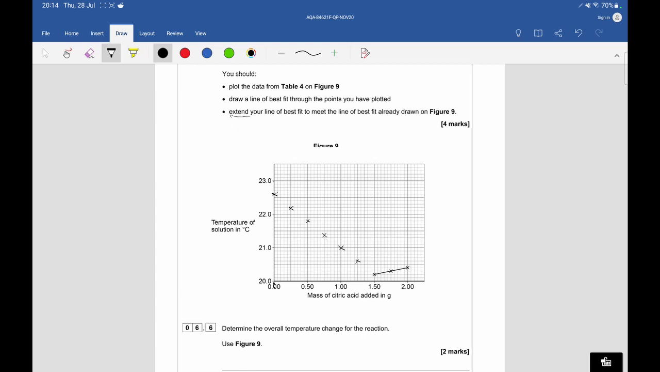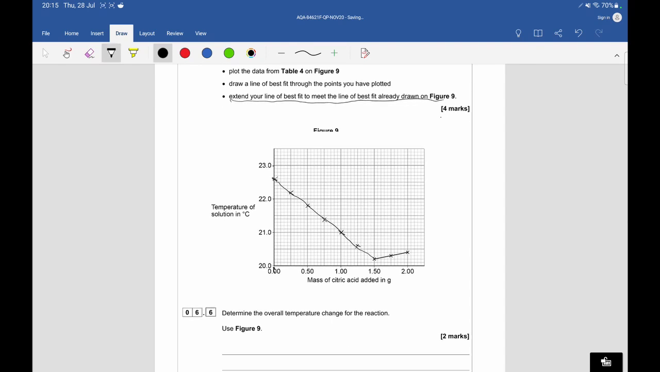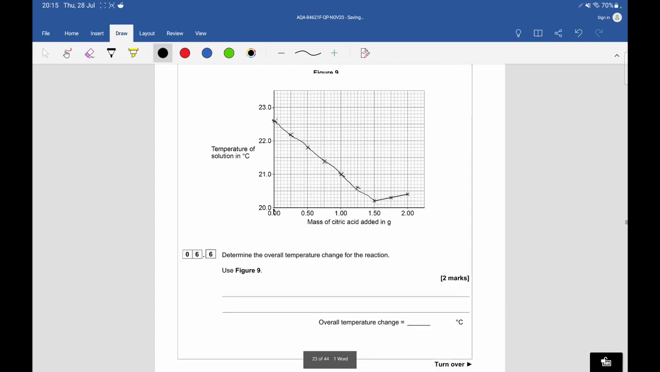My final point is to extend the line of best fit to meet the line of best fit already drawn. So I can draw a line of best fit that starts at my first point, goes through all these, and meets up with that one. Again, you do that one with the ruler because that's really clearly a straight line for you to use. And if you've done all that, you'd have 4 really easy marks.